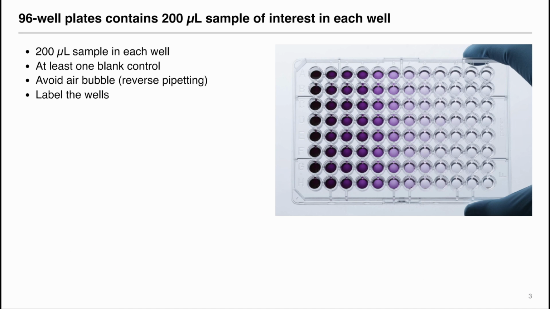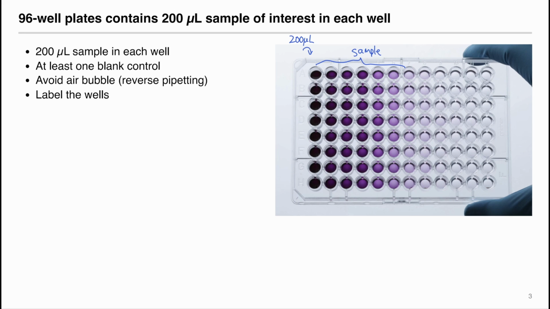One of the most convenient methods to measure absorbance in the laboratory is to use a microplate reader. The microplate reader will measure the absorbance of each well of a 96 well plate shown here. So we have 200 microliters of samples in each well. So here the colored ones are the samples.